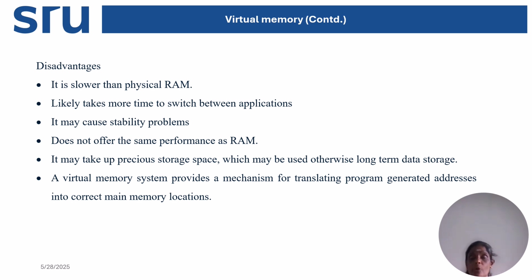Disadvantage: it is slower than the physical RAM. So compared to physical RAM, secondary memory is slow. In the same way, virtual memory is also slow. It takes more time to switch between applications. So whenever applications change, switching over from one to another may take time.